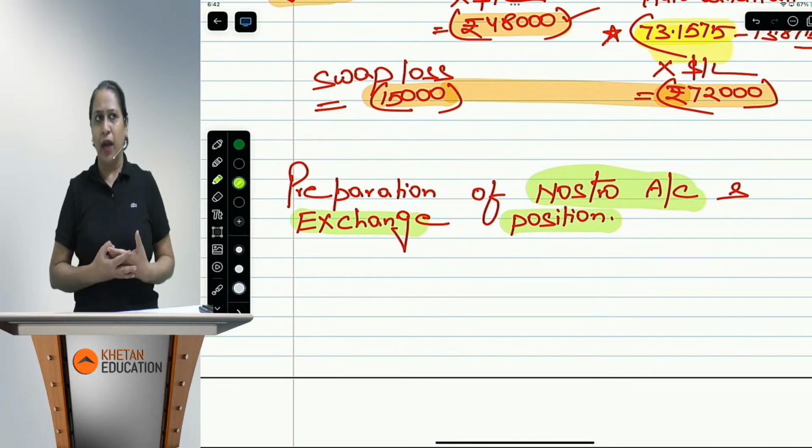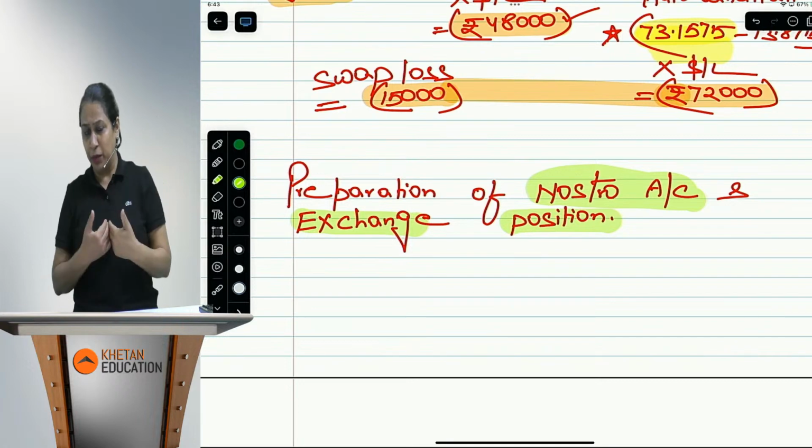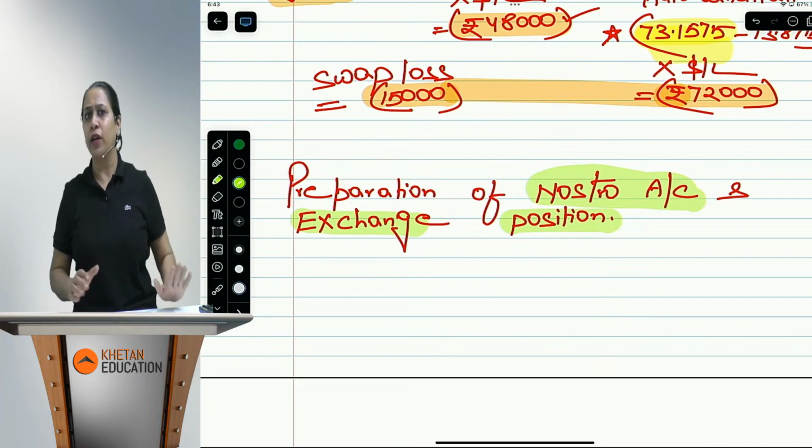Suppose I am SBI bank and you are Citibank in US, and I open one account with you, and that account will be in the form of a current account, operated in dollars. I am SBI, I open an account with you, Citibank based in New York, and the account will operate in dollars and the form of the account will be current in nature. That is called a nostro account.